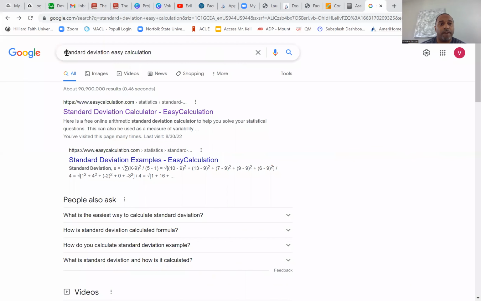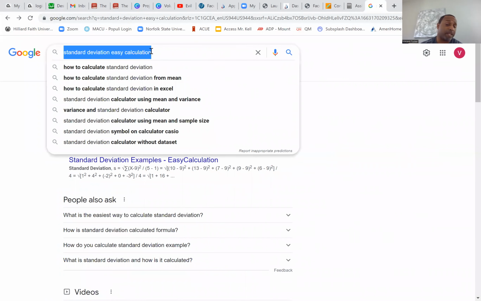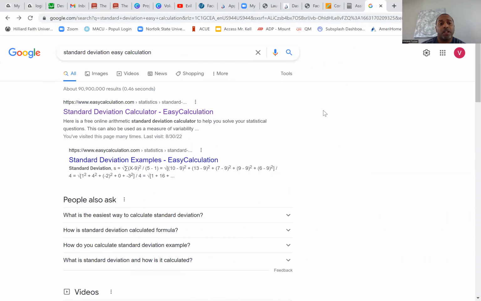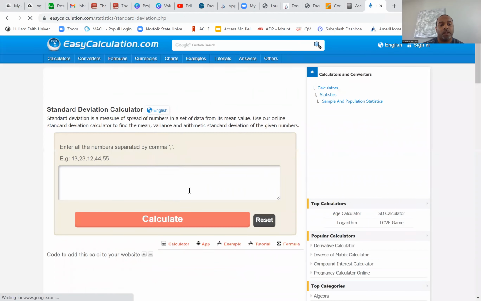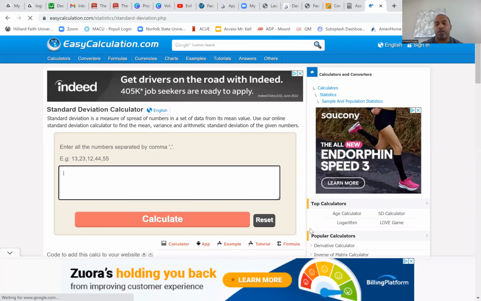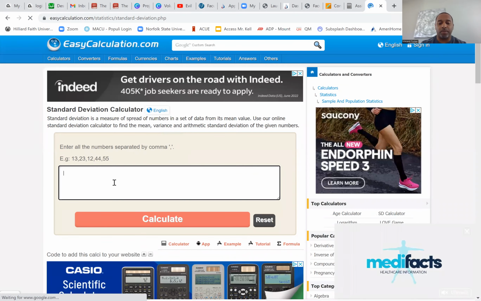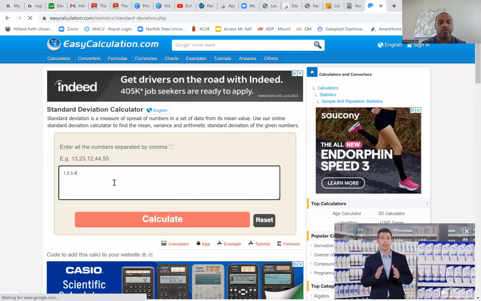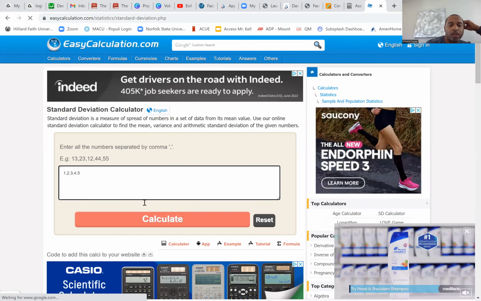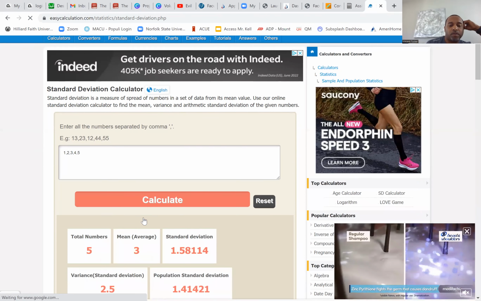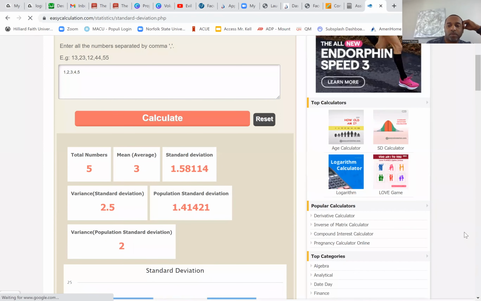So if I do standard deviation, easy calculation, that's if you want to use easycalculation.com. All you do is type in what you're looking for, do easy calculation, and it should be the first one. And then from here, follow instructions. It says enter all numbers separated by commas. So that's 1, 2, 3, 4, 5. And hit calculate. And we see that's our answer here.